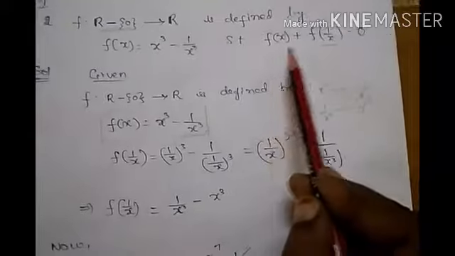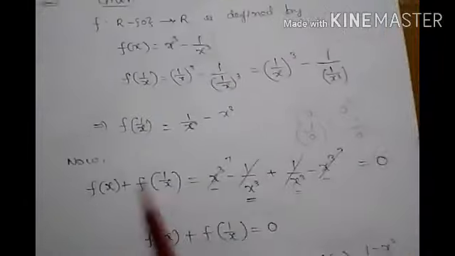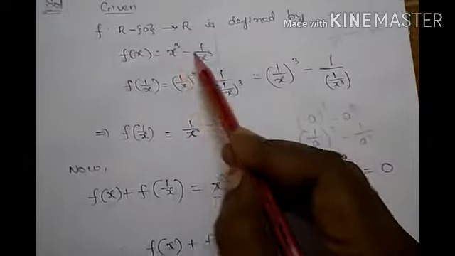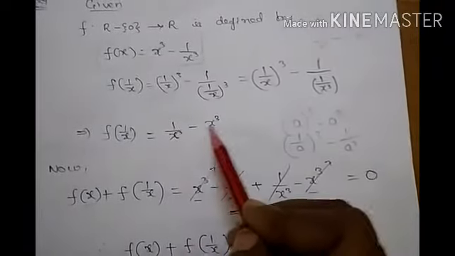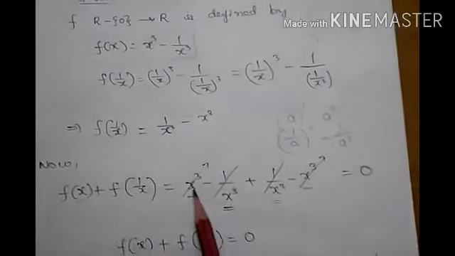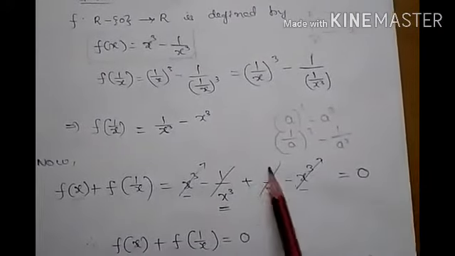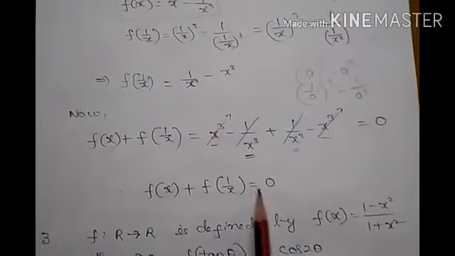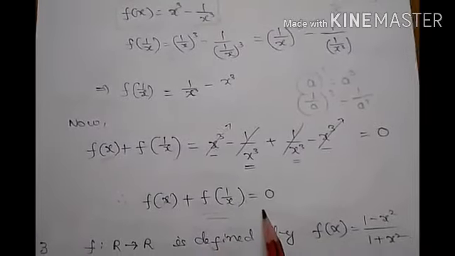Now you have to show f of x plus f of 1 by x equal to 0. So add these two things. f of x plus f of 1 by x. What is the value of f of x? x cube minus 1 by x cube. And what is f of 1 by x? 1 by x cube minus x cube. Now x cube and minus x cube get cancelled, and minus 1 by x cube plus 1 by x cube get cancelled. That means it is equal to 0. Hence proved, f of x plus f of 1 by x is equal to 0.